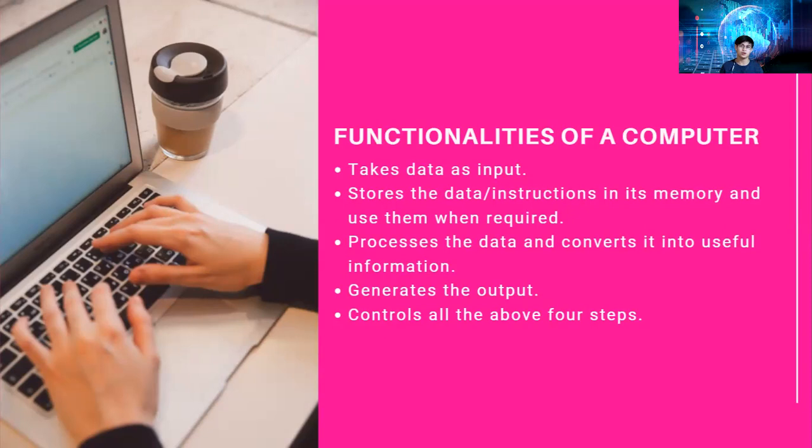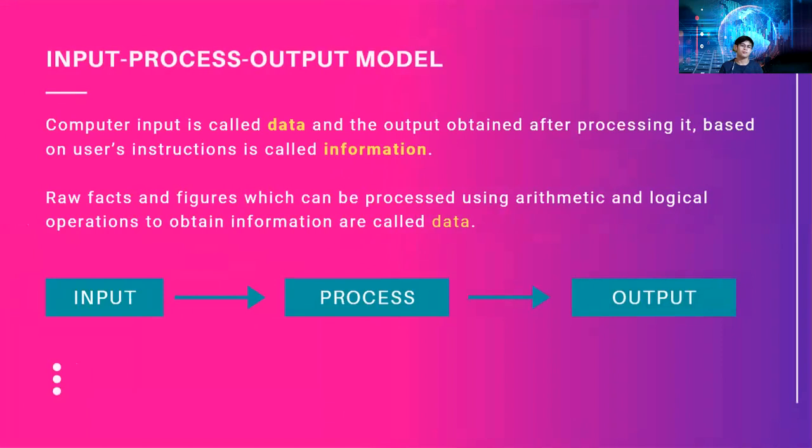Next, the computer has a very easy process model. It has input, process, and output. The user will input to the computer, the computer will process it, and then it provides an output to the user. The computer input is called the data. If you are using a computer and providing input to it, that's data. And the output obtained after processing it based on the user instruction is called information.